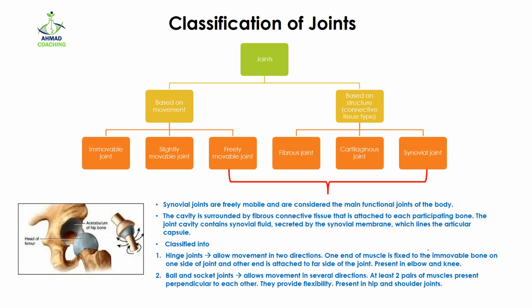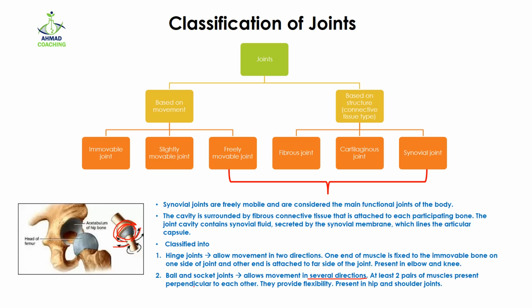Then comes the ball and socket joint. As the name indicates, there is a ball type structure which fits into a socket like this. This type of joint allows movement in several directions. You can see here that you can move in this direction, in this direction, in this direction. So it allows movement in several directions.